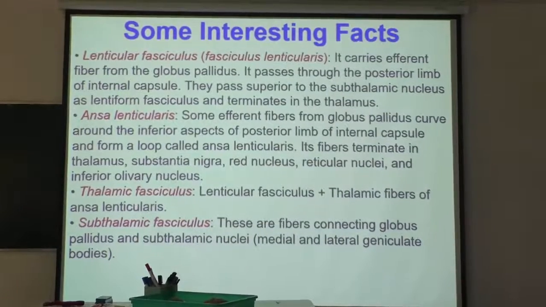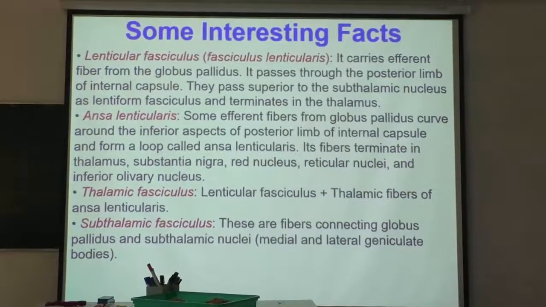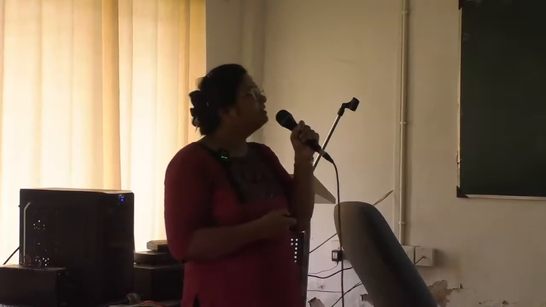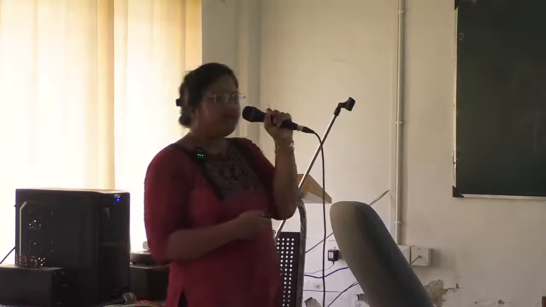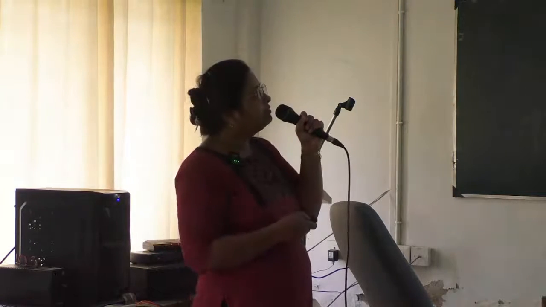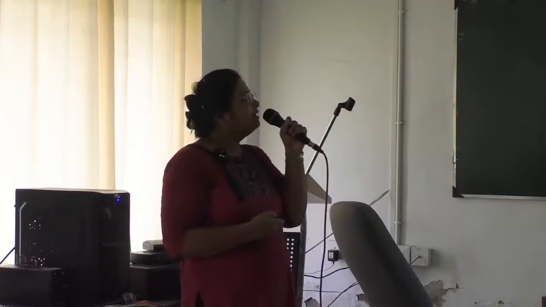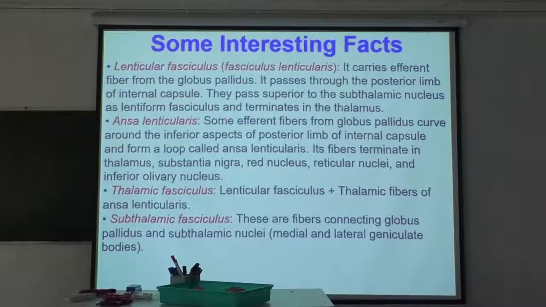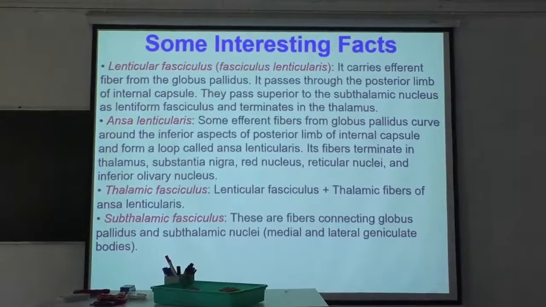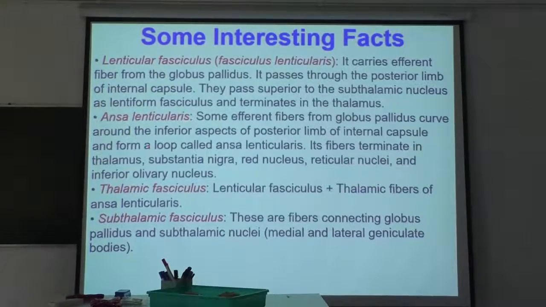Next, the fasciculus, through which the lentiform nucleus is connected to other structures. Lenticular fasciculus or fasciculus lenticularis, it carries efferent fiber from the globus pallidus and it passes through the posterior limb of internal capsule. They pass superior to the subthalamic nucleus as the lentiform fasciculus and terminates in the thalamus.